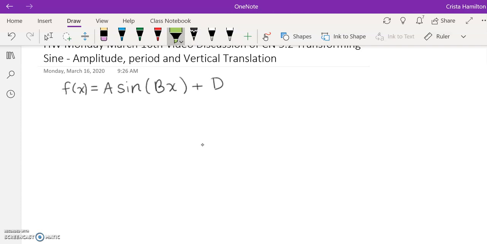So in the first Desmos, we were looking at what changing A did to the amplitude and the pattern, and what changing D did to the midline and the vertical shift up or down. What we're adding in this discussion is what changing the coefficient in front of the x does. And we know from our previous discussions about transformations that this is related to our horizontal scale factor.